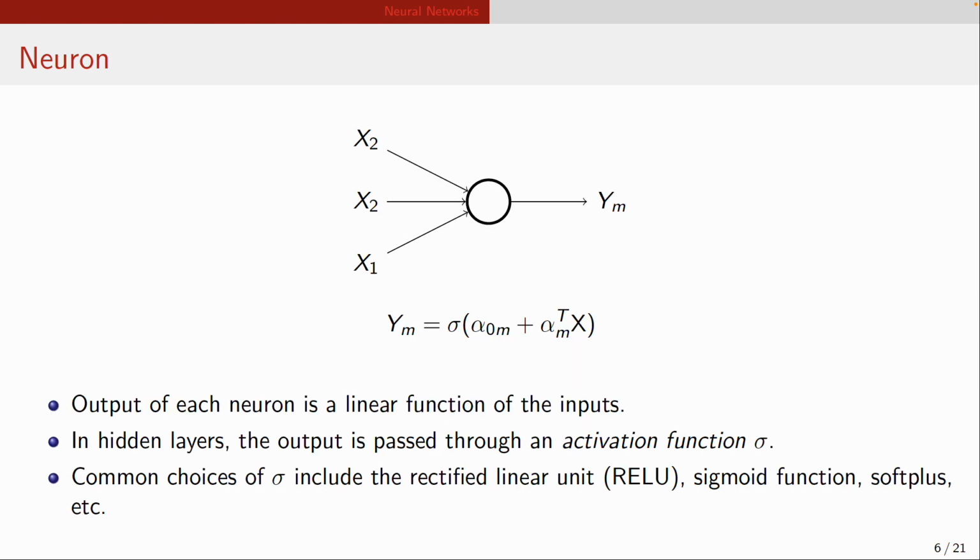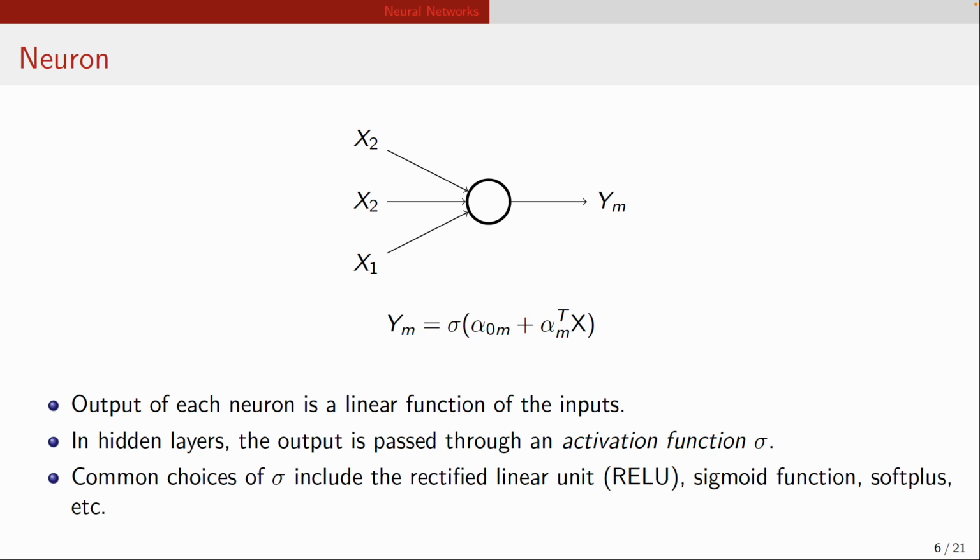Now, what happens in each of those neurons? It is actually surprisingly simple. It is nothing complex at all. Each of these neurons basically is a linear function of the inputs. So basically each output of the neuron is just some linear function of your x1, x2, x3, which is your inputs. Now, in each of the neurons, you also have an activation function.